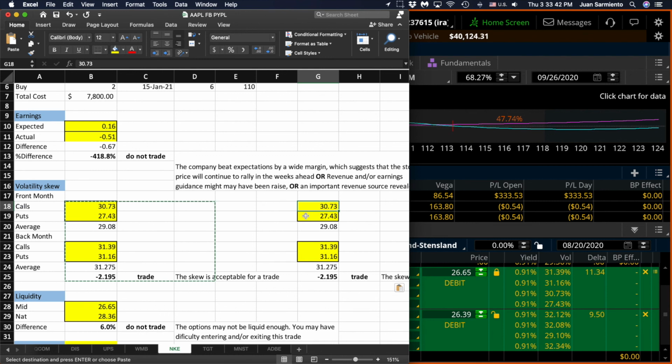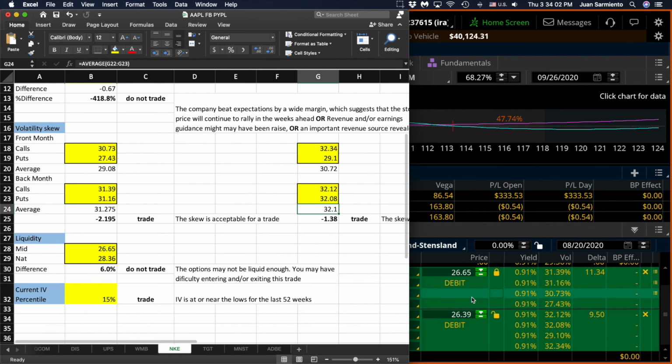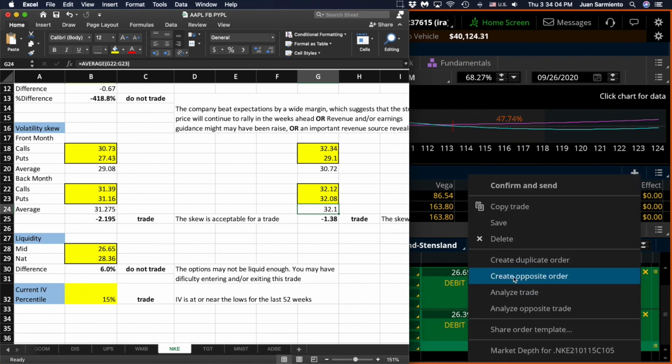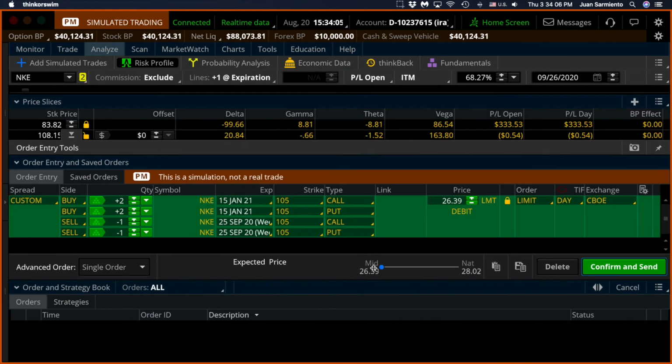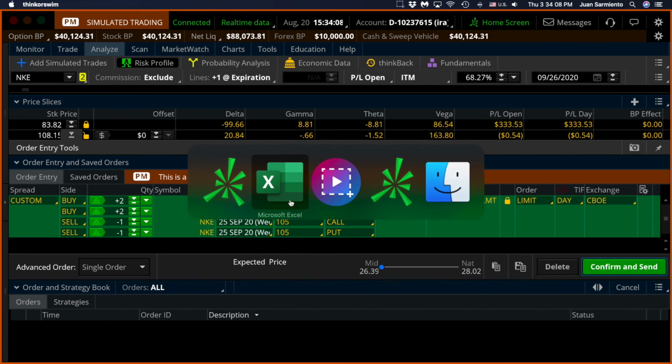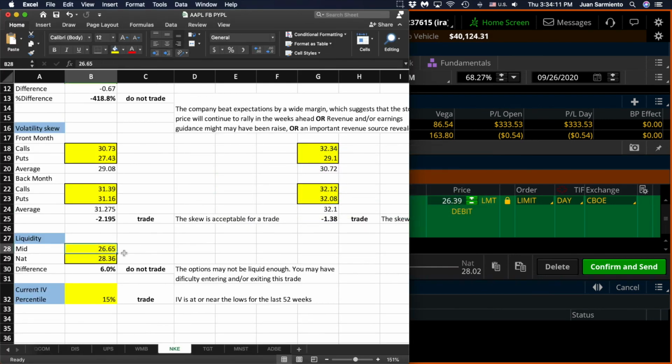Okay, so back month, 32.34, 29.1, 32.12, 32.08. Okay, yeah, that's a better trade as far as the volatility is concerned. How about the liquidity? Is it more liquid? It looks tighter. Let's see.